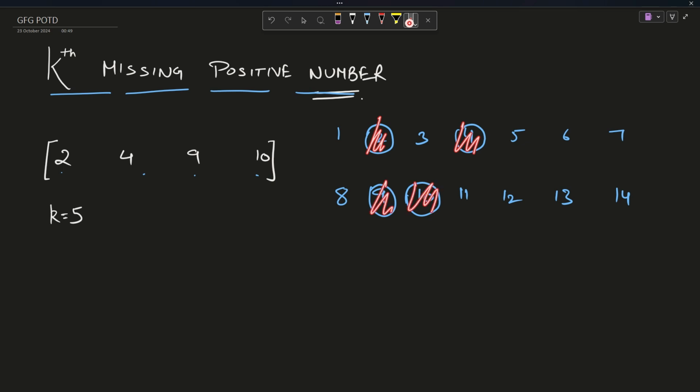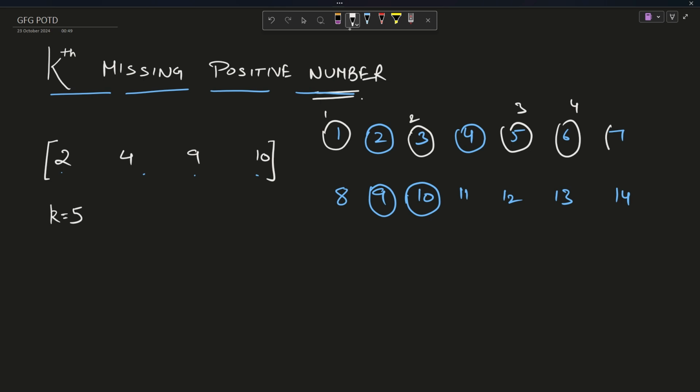Right? And now tell me the fifth number. After removing the circled elements, now tell me the fifth number. So you will say, this is my first number, second number, third number, fourth number, fifth number. So you will say my answer will be 7. That is all what you have to do.